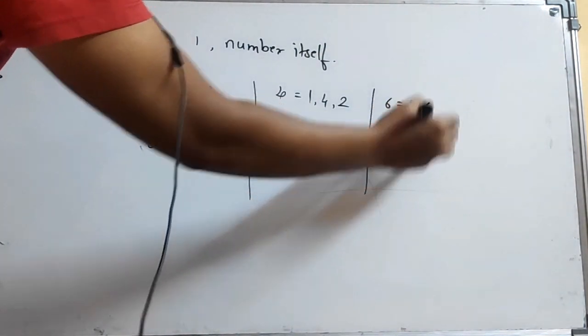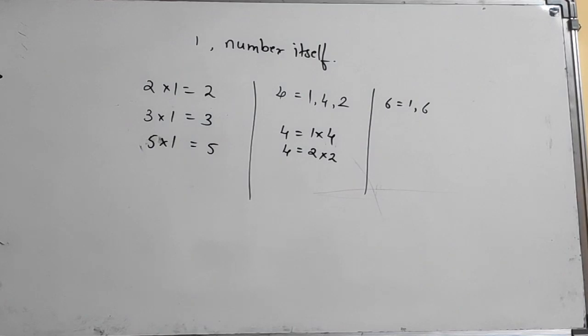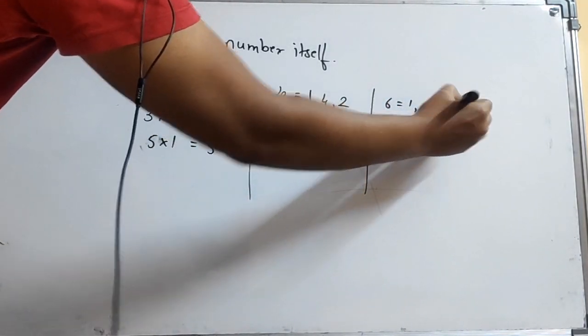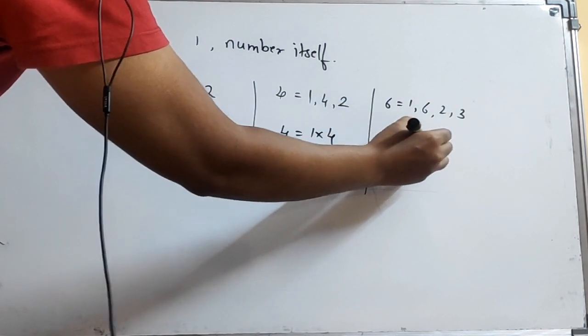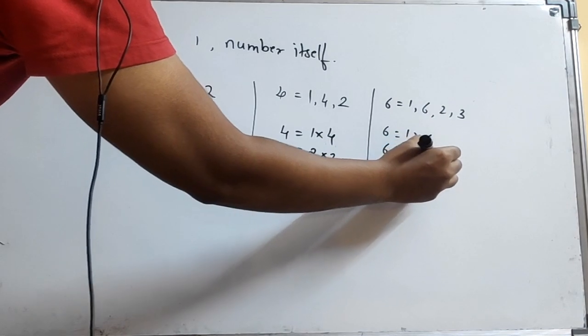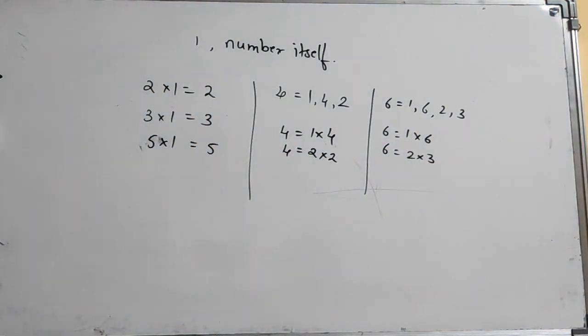Similarly, if I say number 6, what are the factors of number 6? 1 and 6 are compulsory factors. 6 comes in the table of 2 and in the table of 3. So 6 can be written as 1 into 6, or 6 can be written as 2 into 3. Understood? These are composite numbers.